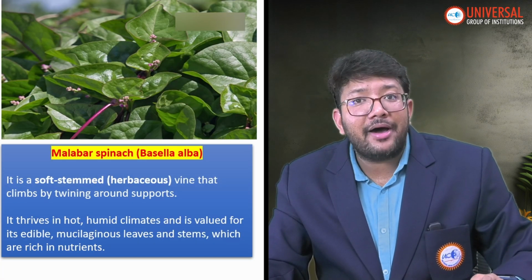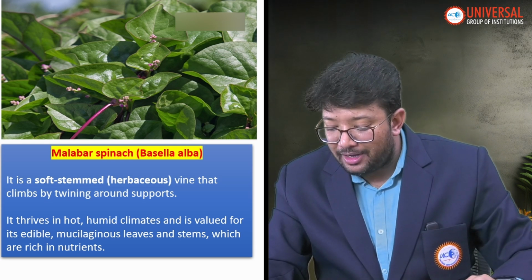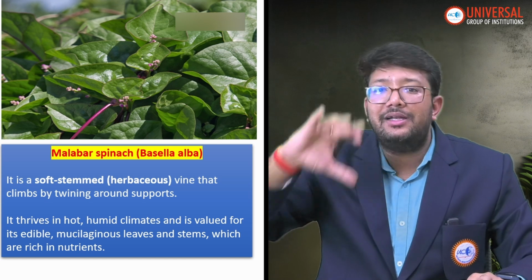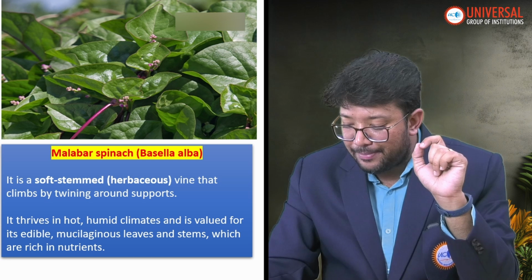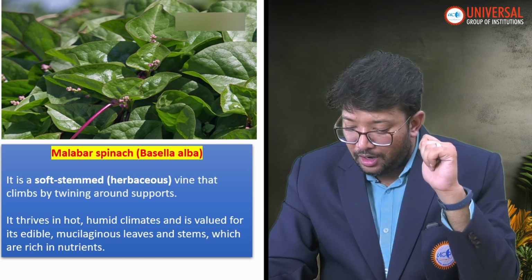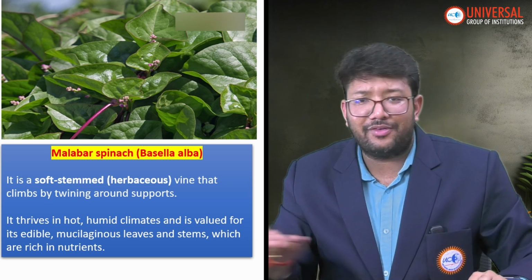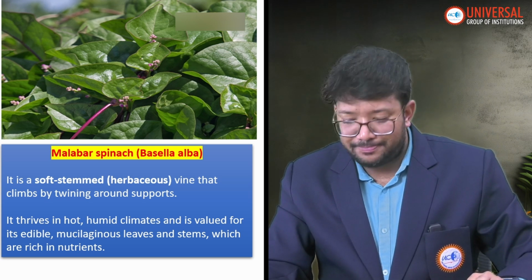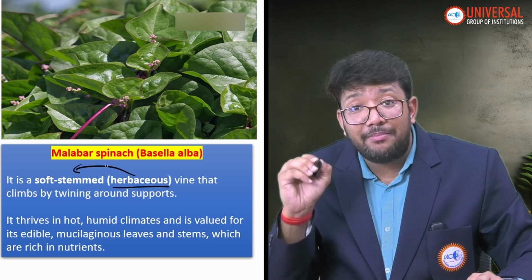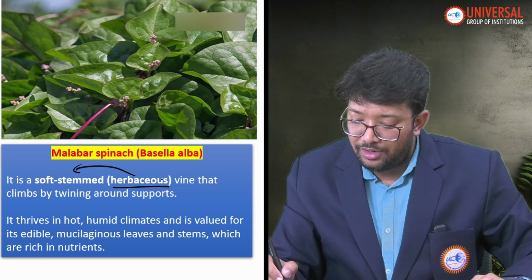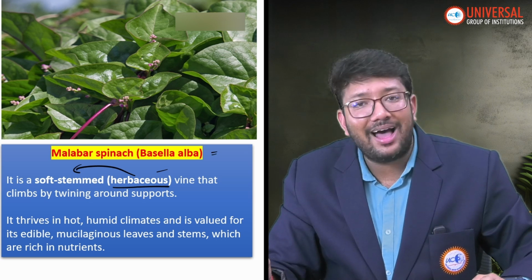Third one is Malabar spinach. It is a soft-stemmed vine that climbs by twining around a support. Means there will be a support, and it will surround it. It thrives in hot, humid climates and is valued for its edible mucilaginous leaves and stems, which are rich in nutrients. Malabar, our Kerala. So that is the soft stem. Herbaceous means soft-stemmed, the stem is very soft. The scientific name is Basella alba.